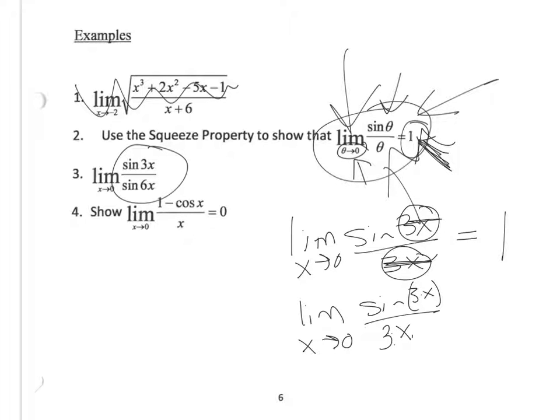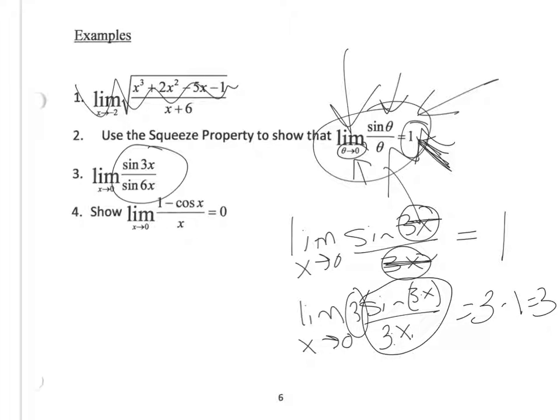But I can't multiply the denominator by something without multiplying the numerator by something so that they cancel back out. So if I multiply by 3 over 3, life is good. That is totally allowed. So now this part right here is 1, and that part right there is 3. So the limit is 3 times 1, or just 3.